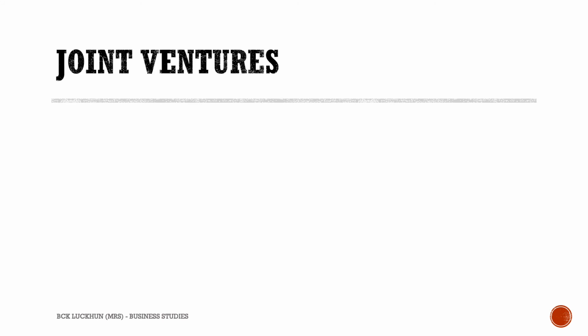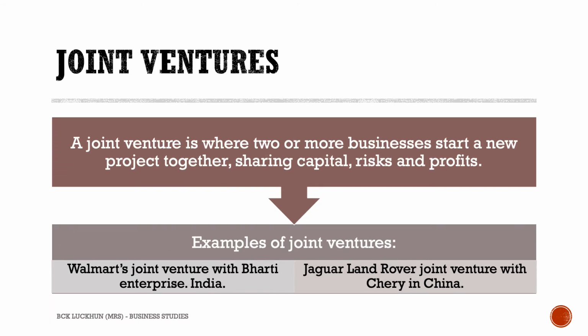The next concept is joint ventures. A joint venture is where two or more businesses start a new project together, sharing capital, risk, and profits. Examples of well-known joint ventures are Walmart's joint venture with Bharti Enterprise in India.